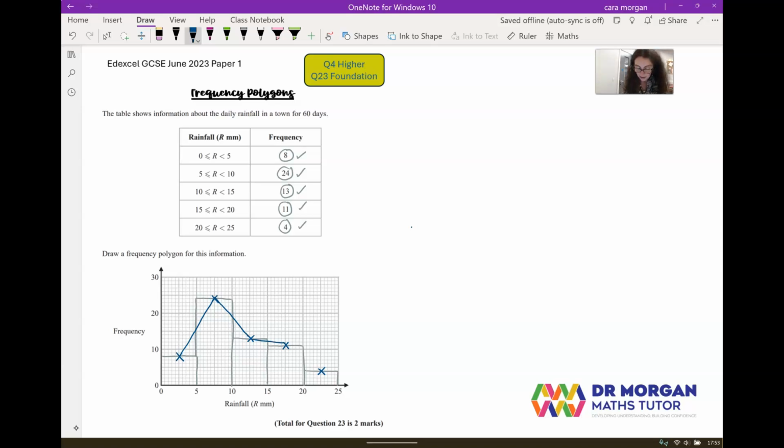Because a polygon is a shape that has many straight sides. And if I do it right, I should join every single cross together. I'm not going to join the last cross with the first cross to make a polygon. I'm not going to do that. It's very tempting, but when students do that in the exam, they actually don't get the answer mark.